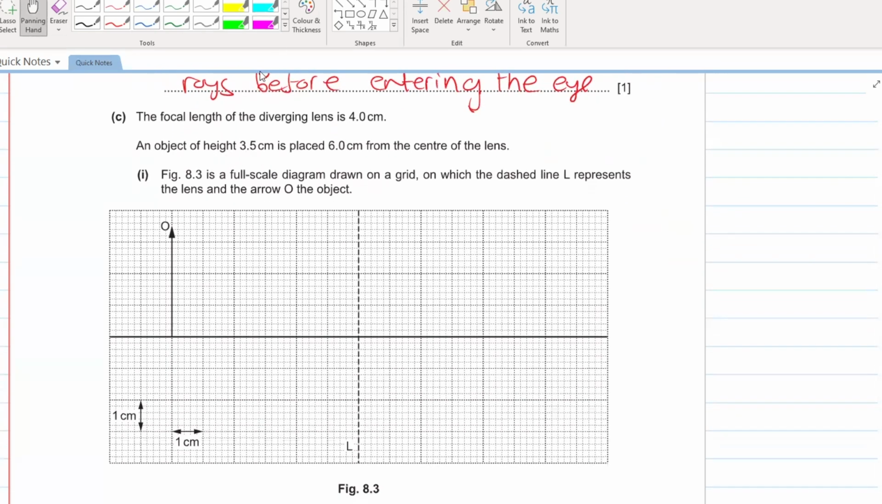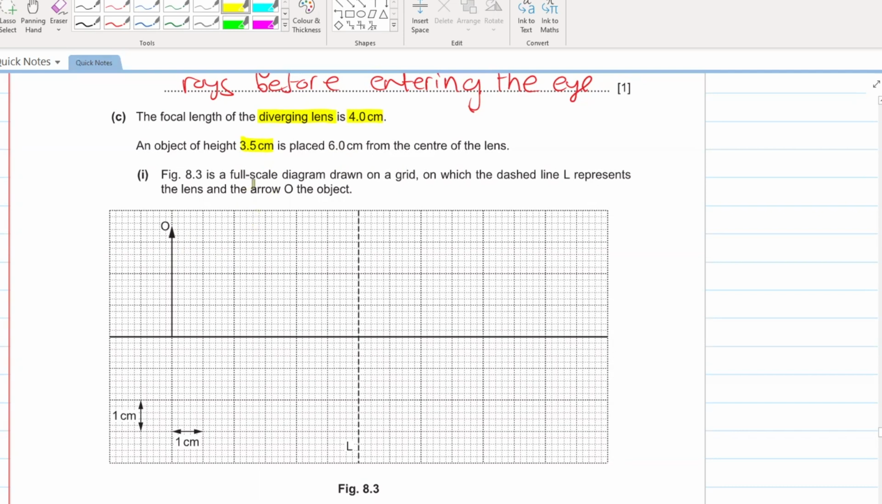Now, this is a beautiful question. Please pay attention. Here ray diagrams will be drawn. This will be interesting, and this is a ray diagram for a diverging lens. So this is a hard question. The focal length of a diverging lens is 4 centimeters. An object of height 3.5 centimeters is placed 6 centimeters from the center of the lens.